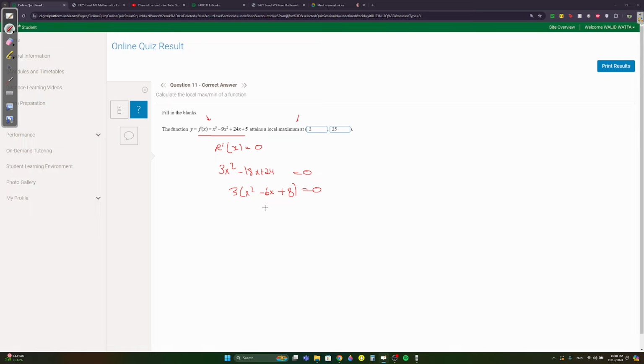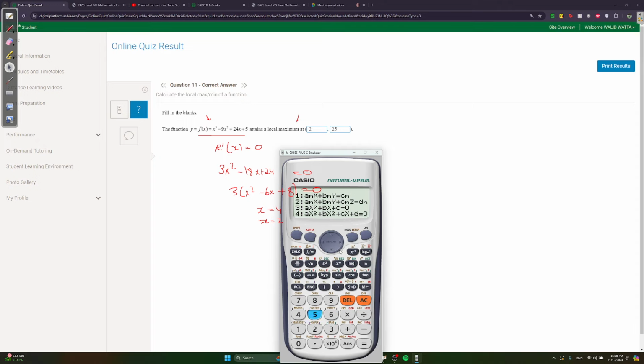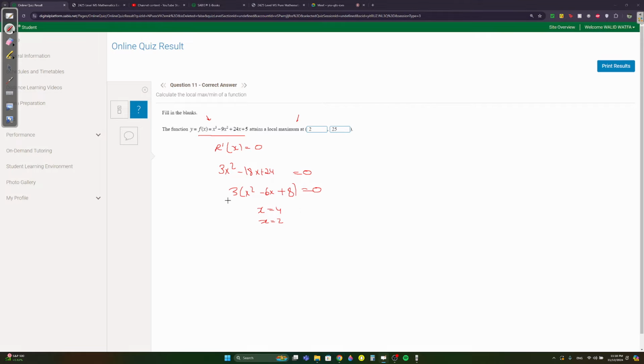You should get 4 and 2. Let me just double check this. 1, minus 6, 8: 4 and 2. Okay. Since it's easy to get the second derivative here, I'm gonna find the second derivative to determine whether it's a minimum or a maximum. So we need to see if f prime prime of x is greater than 0 or less than 0.